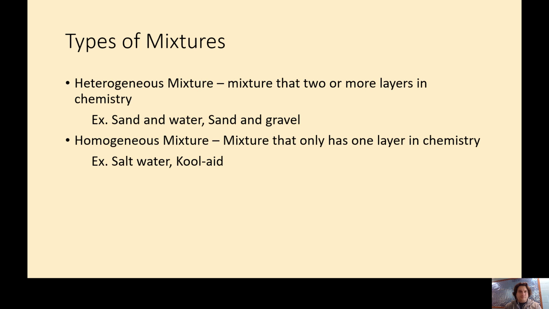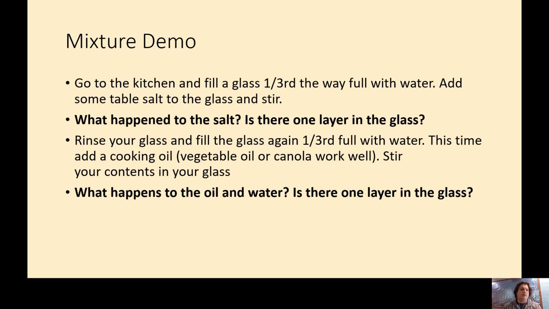So whenever we're talking about mixtures, there's two types. You have what's called a heterogeneous mixture, which is a mixture with two or more layers. And you have a good example being if I have a container of sand and water. You also have a homogeneous mixture, which is essentially a mixture with only one layer. So pause the video, work through this demo.